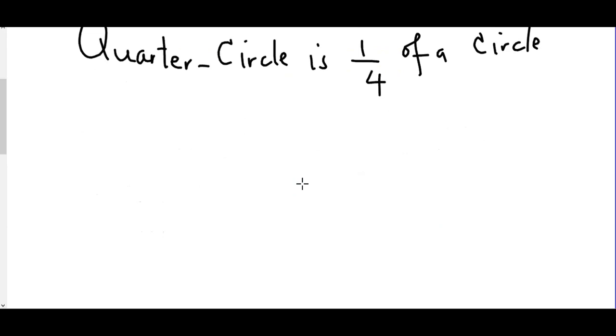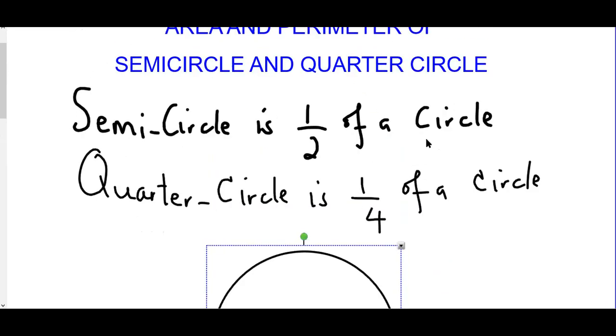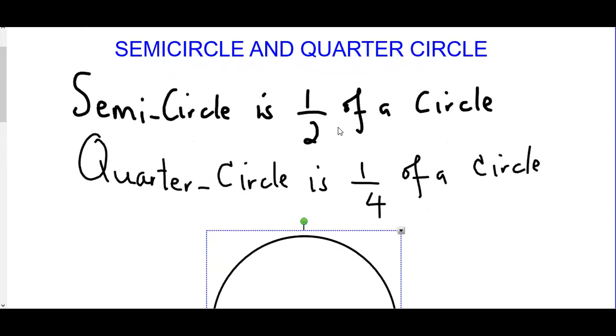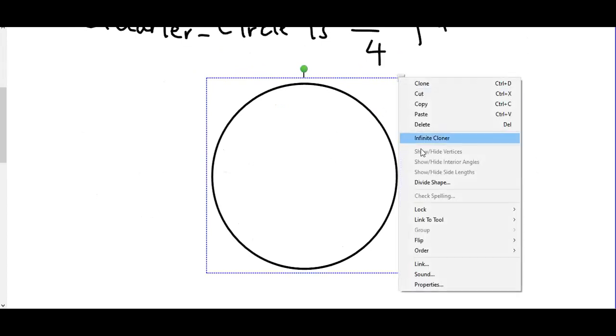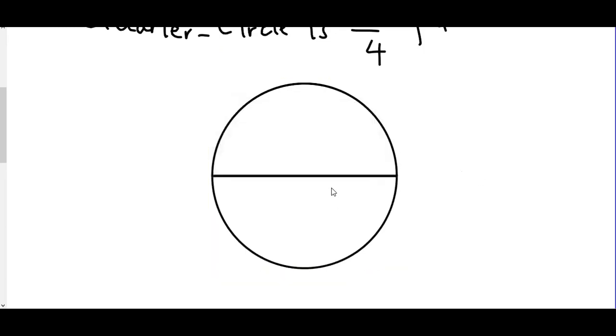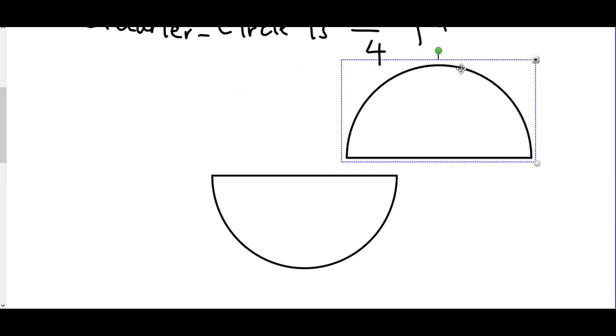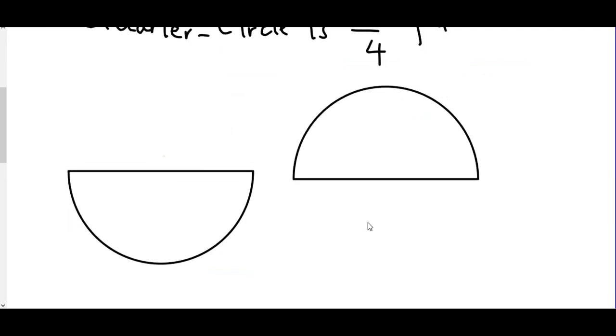A semicircle is when you have your circle like that. This is your circle. A semicircle is one half of a circle. So I'm going to take this circle and divide it by 2, and you'll get a diagram like that. Can you see that? All of this here is what we call the semicircle.